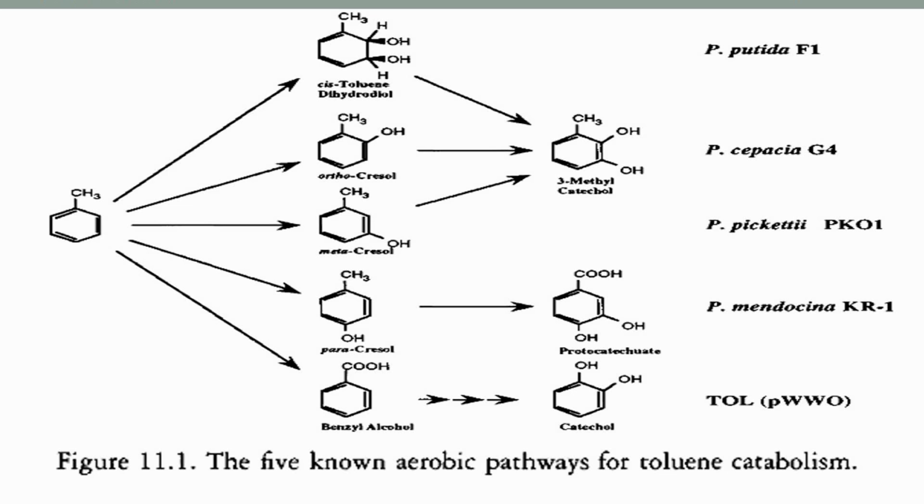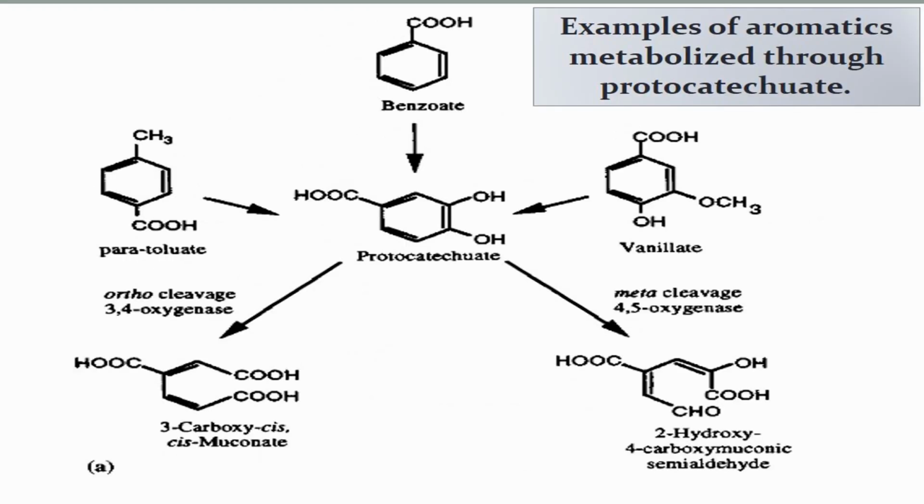So we need to improve the performance of the microorganism, and maybe we can use some molecular techniques. This figure is one example of aromatics metabolized through the protocatechols. You can find benzoate, vanillate, p-toluate and toluene. These compounds can be degraded to protocatechol, which can be further degraded by microbial enzymes, so you can find different pathways.